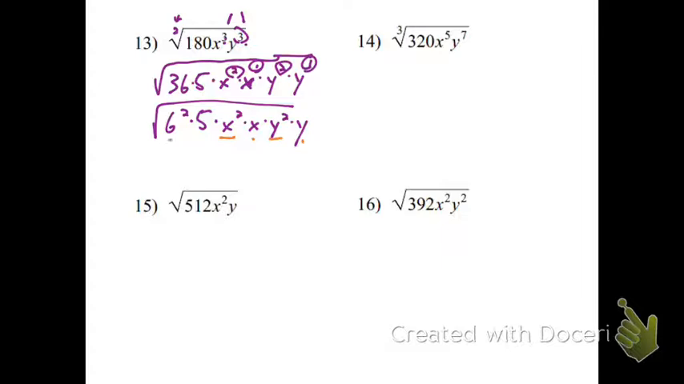So let's start. The square root of 6 squared is 6. The square root of 36 is 6 as well. The square root of x squared is x. The square root of y squared is y. But then I have a square root here. What's left is 5xy, so 5xy stays inside the square root there. And that's it. It's done.